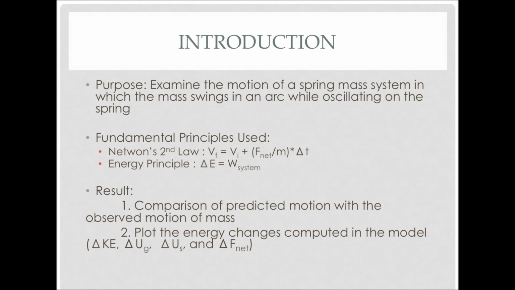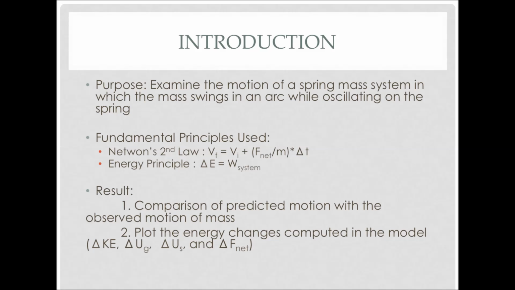In Lab 4, oscillation of a spring, the purpose is to examine the motion of a spring mass system in which the mass swings in an arc while oscillating on a spring. The fundamental principles used were, first, Newton's second law to calculate the final velocity, and second, the energy principle, where the change in energy equals the work of the system.